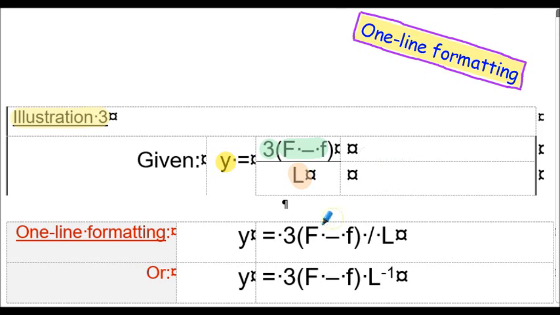We could write that as y is equal to 3 multiplied by the bracket, and then divided by L, so that's one-line formatting. Or we could have the 3 multiplied by the bracket, multiplied by L to the negative 1. So again, given the initial two-line formatting, there's two different ways of expressing one-line formatting. And it makes it easier to construct the tables and present the calculation using the one-line formatting. But you do need to ensure always that your BODMAS is unchanged from the original given format.